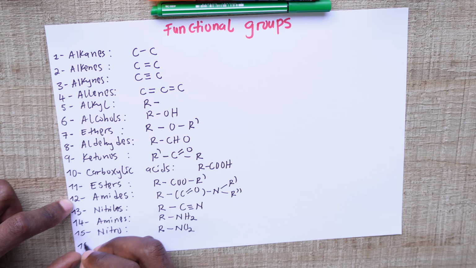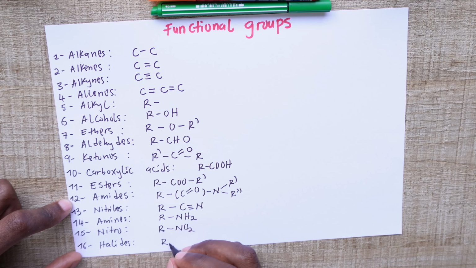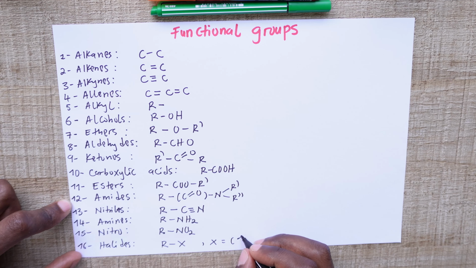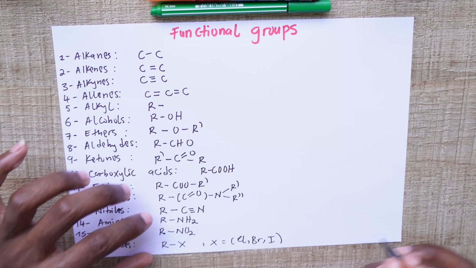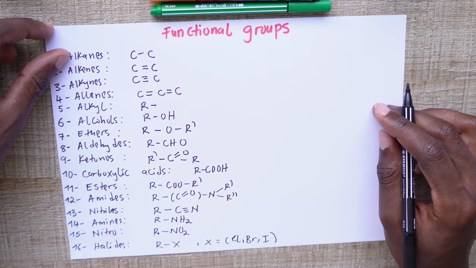Then in the 16th position, you have the halides, which have as a functional group RX. So in this case, X is a halogen. Could be chlorine, bromine, iodine, for example. Going good? Okay, let's change paper.